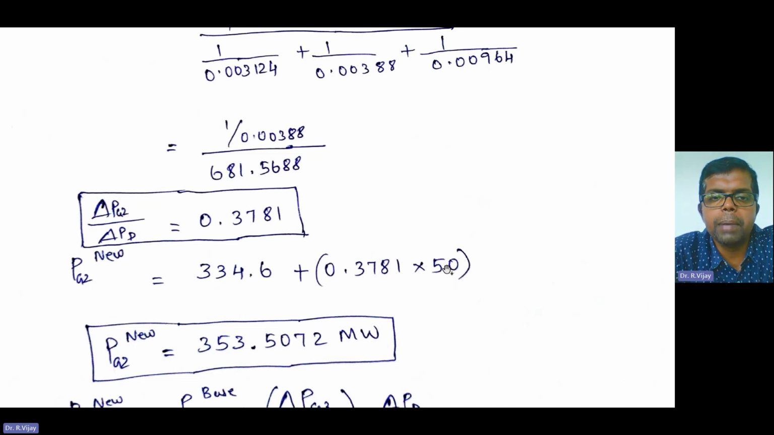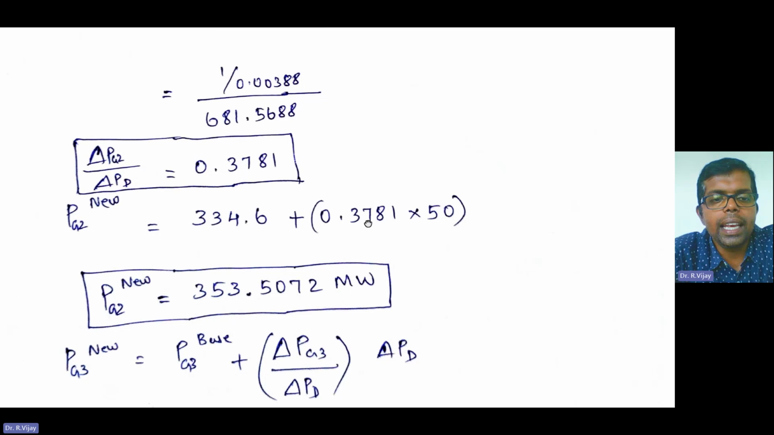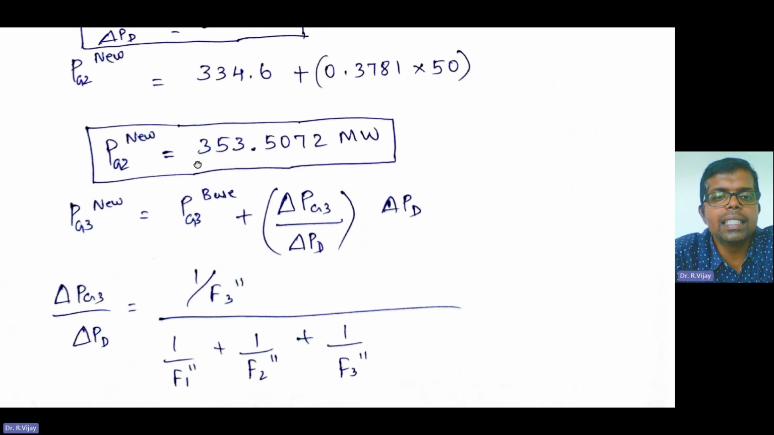The change in the power demand is 50 for all three generating units, because the load is changing from 850 to 900 megawatt, so the difference is 50. Simplifying, we are getting the answer as 353.5072 megawatt.